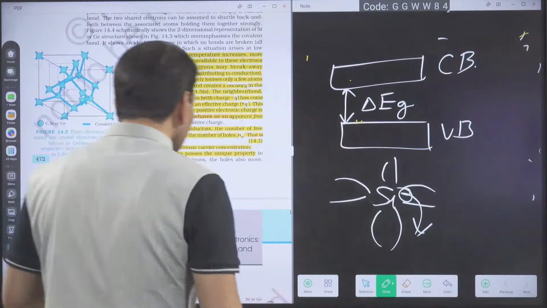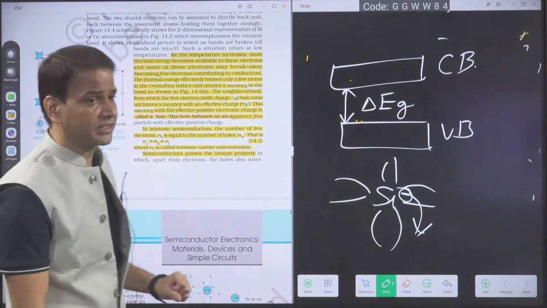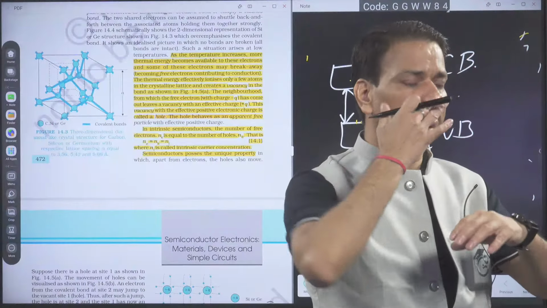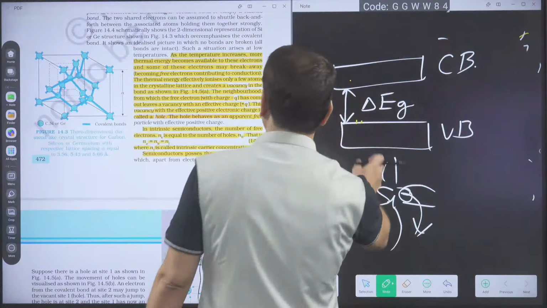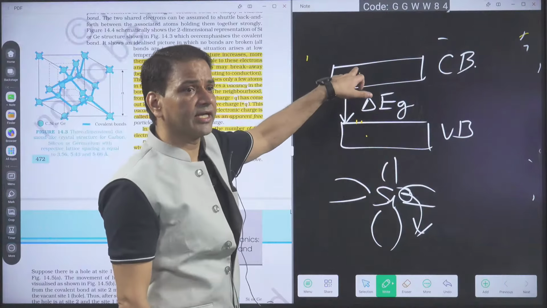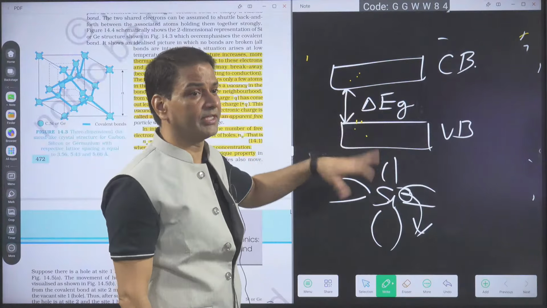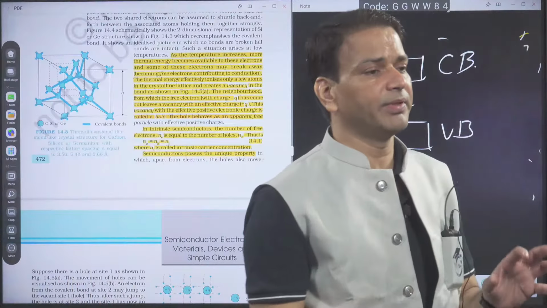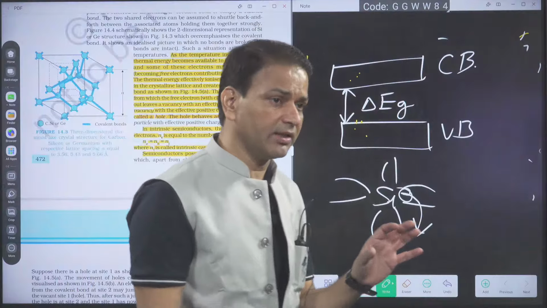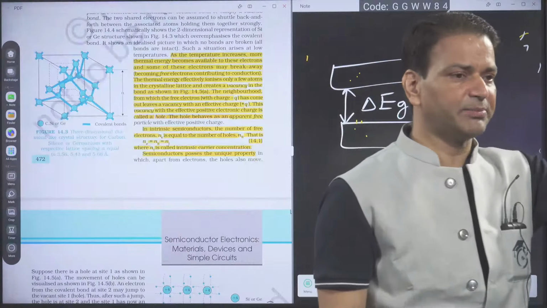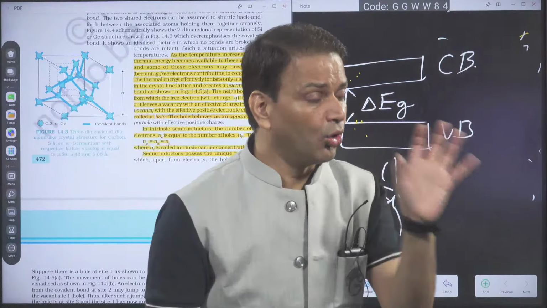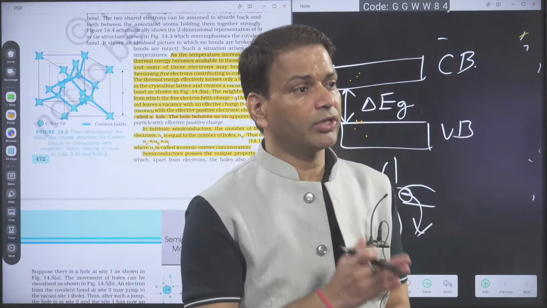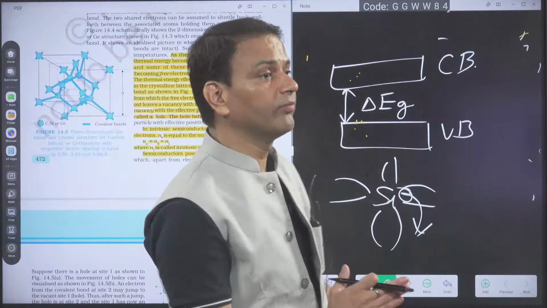Now suppose I am saying due to the temperature, 10 electrons from the covalent bond jump from the VB to CB. Those 10 electrons got sufficient energy. So 10 electrons are there in the CB, then how many holes are in the VB? 10. So due to the temperature, remember that always the electron and hole pairs created will be equal. Holes will always belong to the VB and the free electrons will be in the CB.